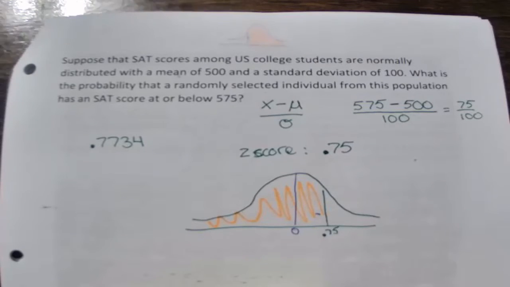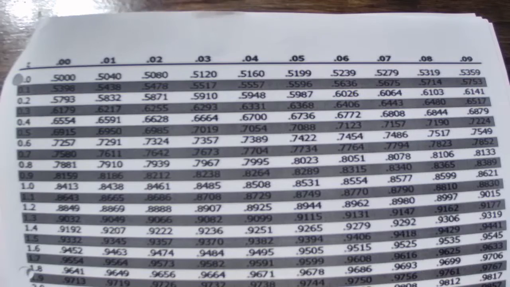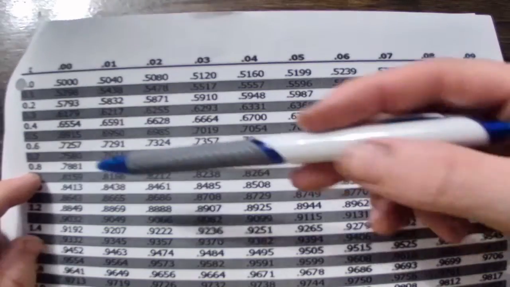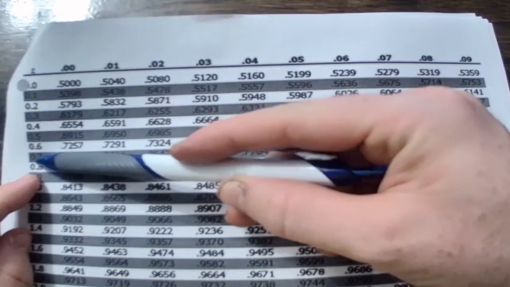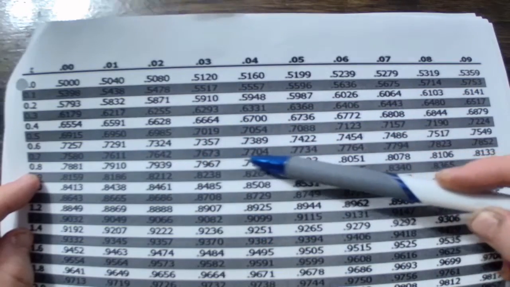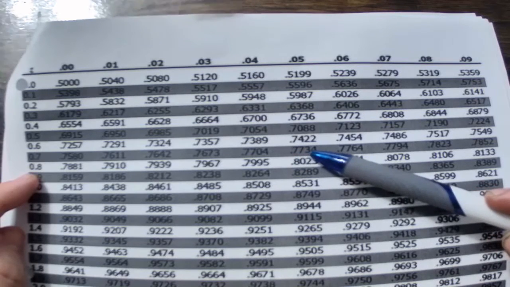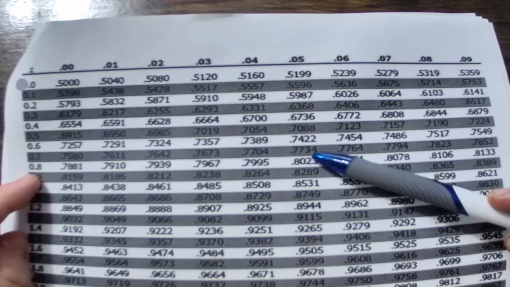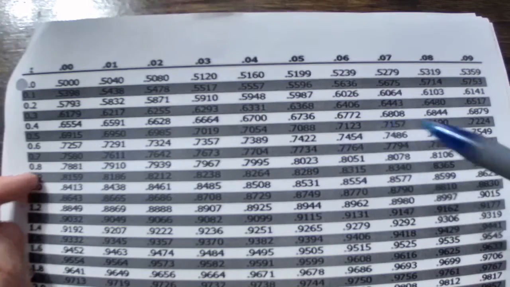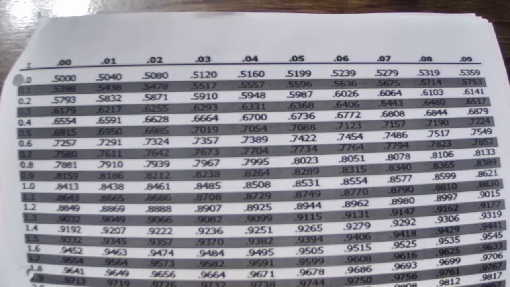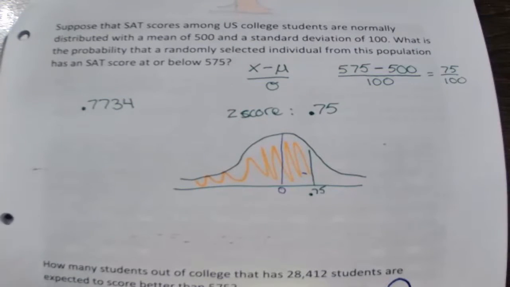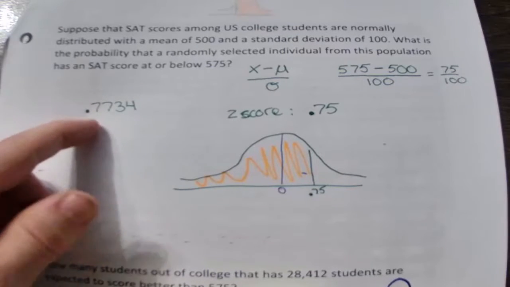So now I'm going to show you how to find your percentage based off that z-score using a chart. So the z-score that we had was 0.75. If that's the case, I'm going to go down to 0.7, go to the right until I get to the 5, and I get this percentage of 0.7734. So the percentage you're going to see is 0.7734, which is also the same answer we got when we used a calculator. So just like I said, it ended up being the same exact answer.